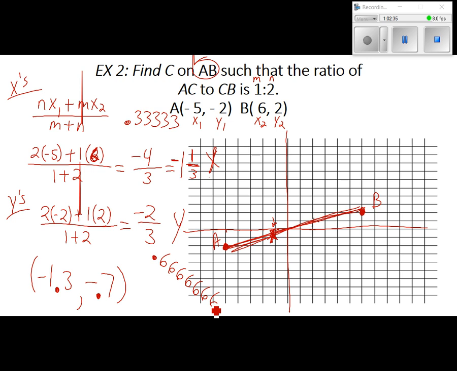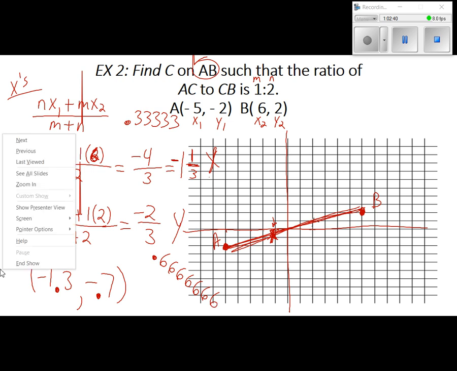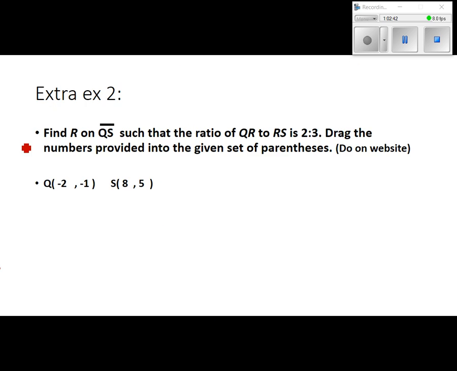Again, make sure you get your answer, go back and look and see if it's going to fall on the segment. And what I started to say a minute ago, you need graph paper. There's always graph paper over here to use if they don't have it in the books. Find R on segment QS such that the ratio of QR to RS is 2:3.